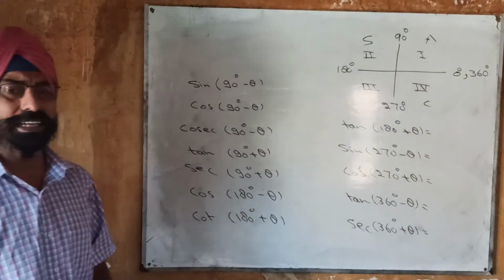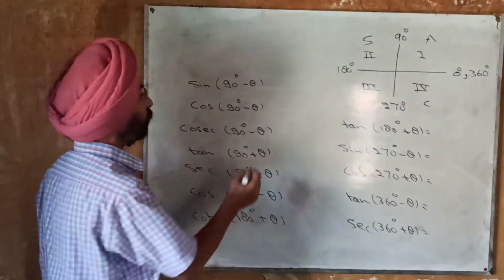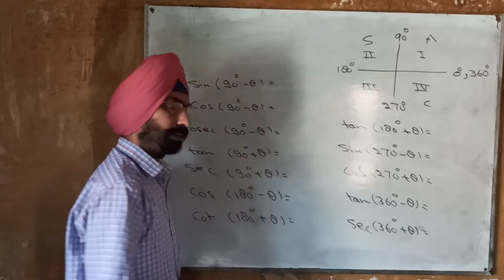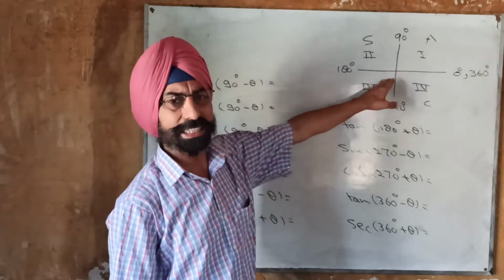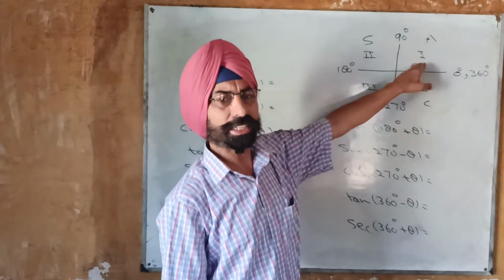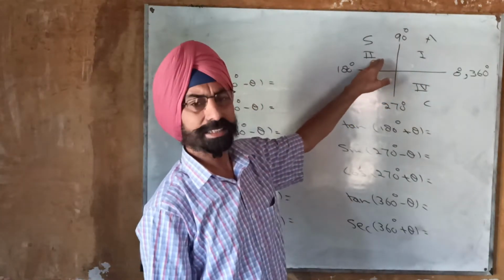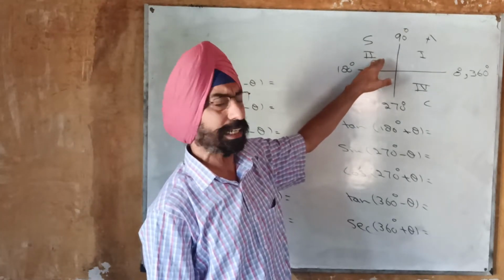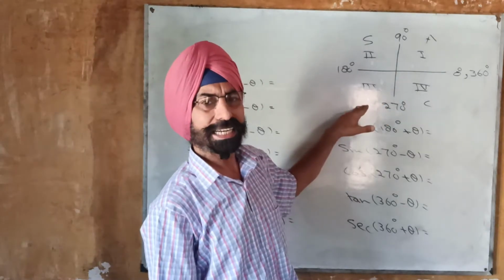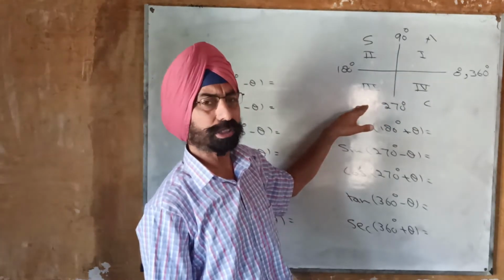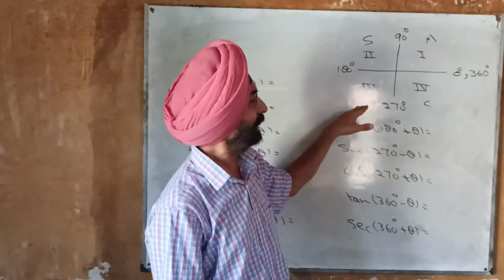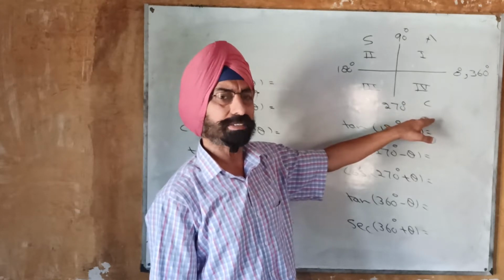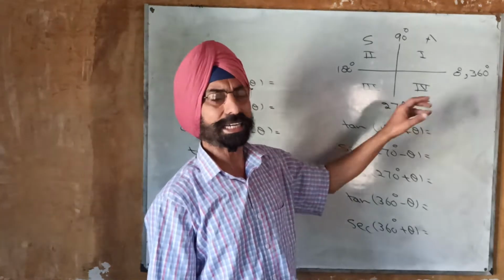So how to find these values is the question now. Two things you are to keep in mind. The first one: in the first quadrant all the trigonometric functions are positive. In the second, sine and its reciprocal cosecant are positive, rest of the trigonometric functions are negative. In the third quadrant, tan and its reciprocal cot are positive, rest are negative. In the fourth quadrant, cos and its reciprocal secant are positive and rest are negative.